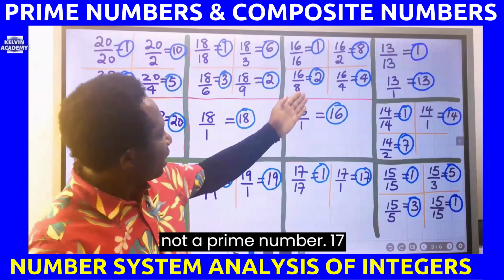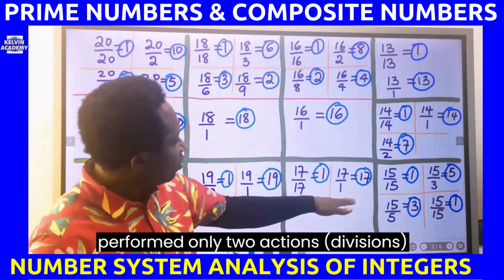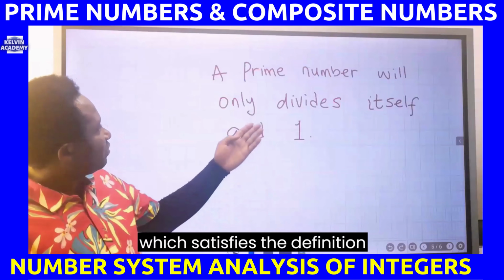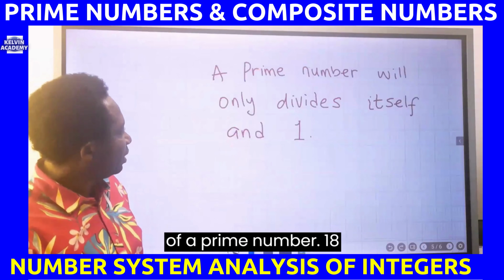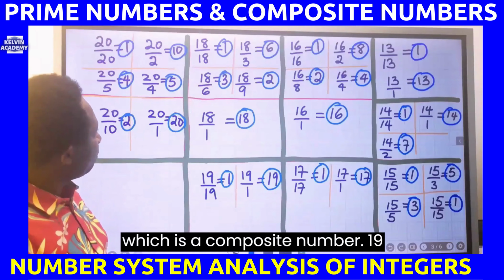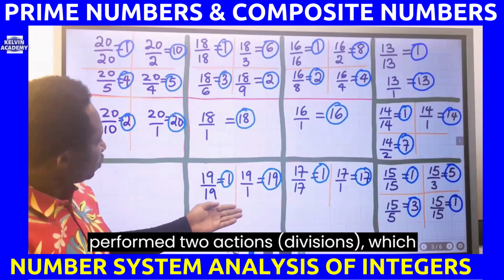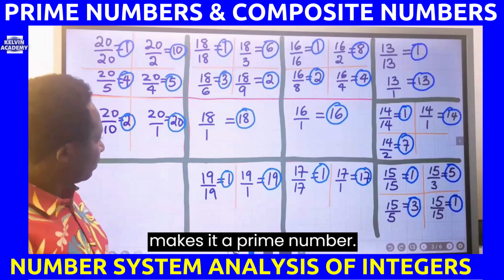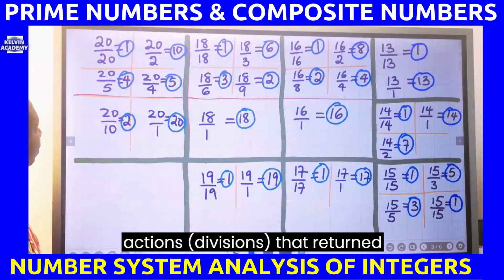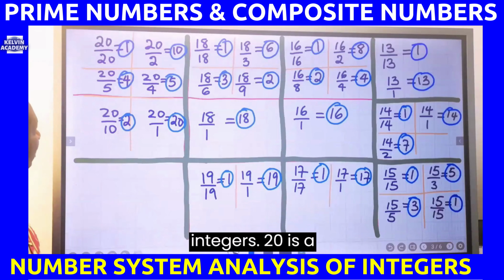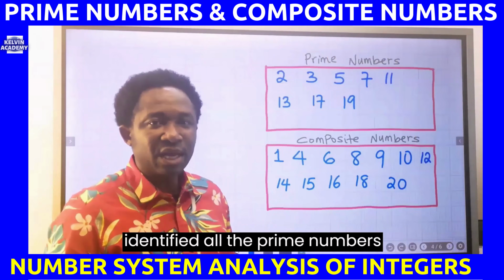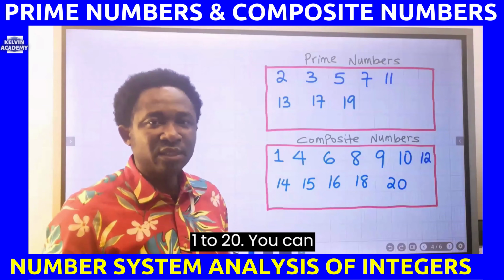16 is not a prime number. 17 performed only 2 actions that returned integers, which satisfies the definition of a prime number. 18 performed 5 actions, which is a composite number. 19 performed 2 actions, which makes it a prime number. 20 here performed 6 actions that returned integers. 20 is a composite number. We have successfully identified all the prime numbers and composite numbers from 1 to 20.